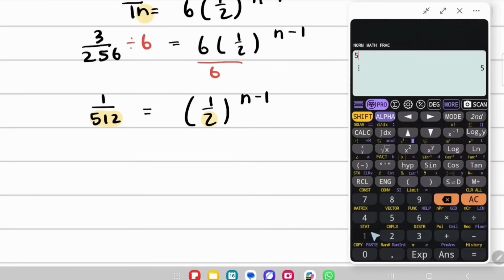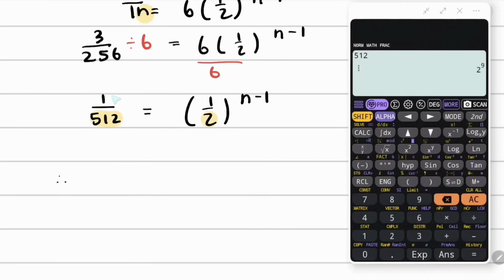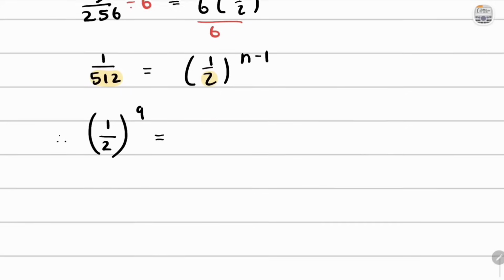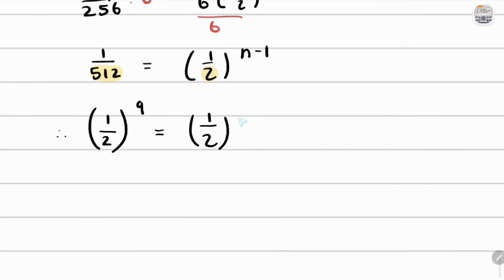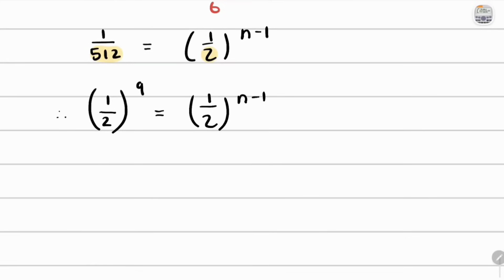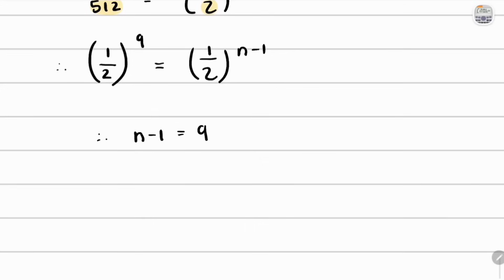So we're going to take 512 and you can use this little trick on the calculator, say equal to and press shift and the factorize button over there. So that is 2 to the power of 9, meaning this can be written as 1 over 2 all raised to the power of 9. That would give you 1 over 512. So this is equal to 1 over 2 raised to the power of n minus 1. And now that our bases are the same, we can equate the exponents. So n minus 1 is equal to 9. And if you take the 1 over, n is therefore equal to 10.